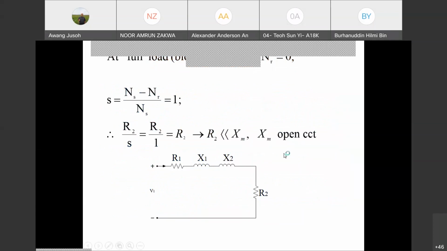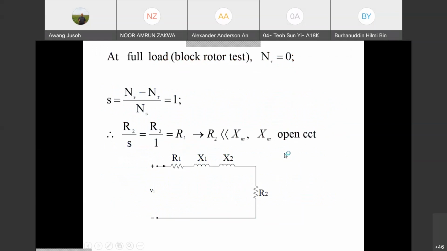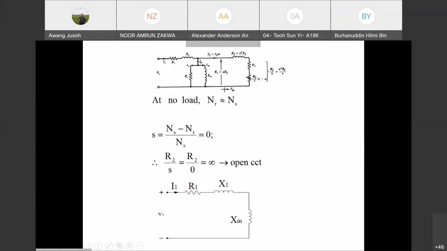Okay, if you see this circuit just now, during the block rotor test, as I mentioned, the rotor speed NR equals 0. If we ask you how much is the speed of the rotor during the block rotor test, of course 0, because you block it. So NR equals 0, and S equals 1.